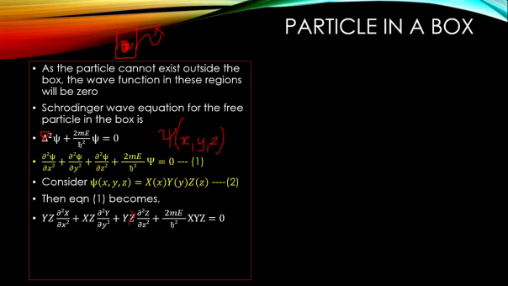Here I think it has to be X. Okay, plus 2mE/ħ² into psi. So instead of psi, we are going to write X, Y, Z, equal to 0 as given by the first equation. So now you can see that we are going to divide it throughout by X, Y, Z.